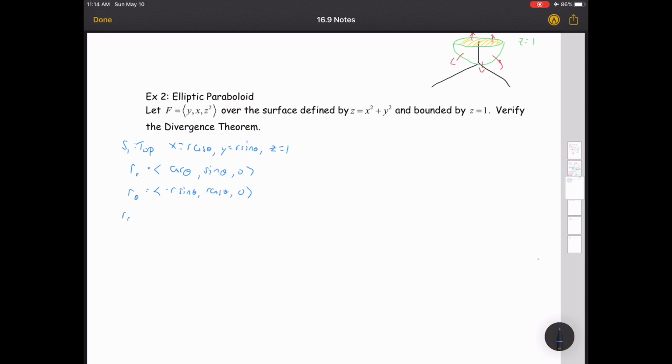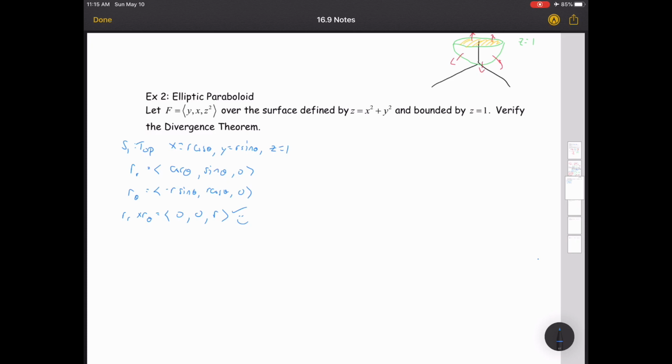So let's see. r sub r cross r sub theta. If we eliminate the i row and column, basically we're going to get 0 minus 0, so that's 0. If you eliminate the j row and column, you're still going to get 0 minus 0, so that's really nice. Eliminating the k row and column, we're going to have r cosine squared plus r sine squared, which of course we should know by now is just going to work out to be r. Okay, and we're talking about this top disk, so we want r to be positive, so that's good.